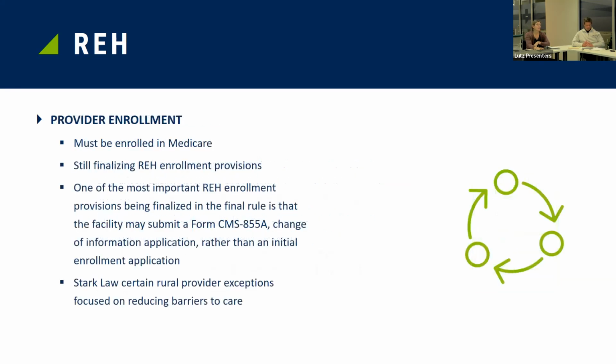Those are just some conditions of participation. For provider enrollment, REHs must also be enrolled in Medicare. They're still working through what that enrollment process looks like, but they have said in this final rule that instead of going through an initial enrollment application, you could just use the 855A, which is a change of information application and will take significantly less time than an initial enrollment. And they're looking at certain Stark law and rural provider exceptions under this model to reduce barriers to care.